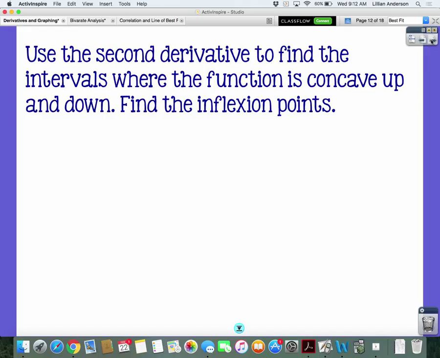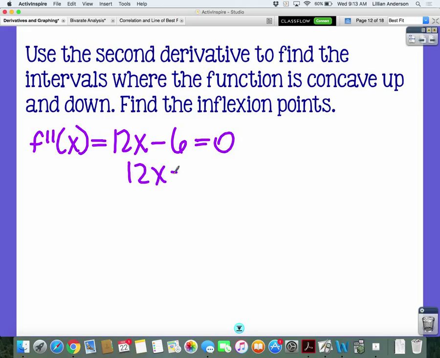It might ask you to determine where it's concave up or concave down. You take the second derivative to do that. What is the second derivative of the function? 12x minus 6, okay? You set that equal to 0 because you're going to have to figure out where that point is where you use your number line and plug in your test points. So if I set this equal to 0, I add 6, divide by 12, x is equal to 1/2.